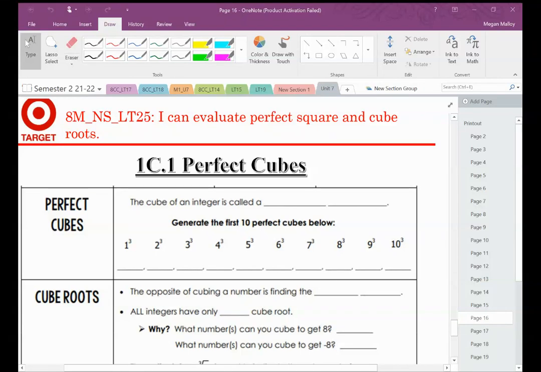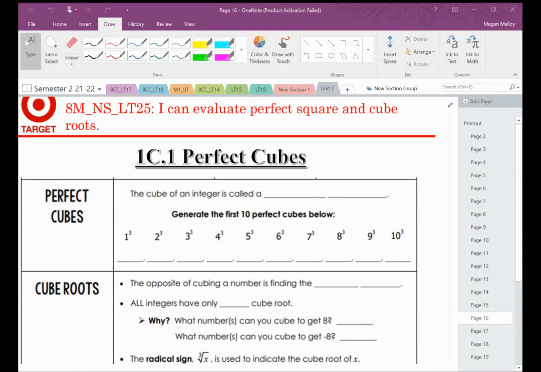In this video, we will be continuing with Learning Target 25. I can evaluate perfect square and cube roots. So we discussed in a previous video perfect squares and square roots. There are also numbers called perfect cubes, and a perfect cube, or the cube of an integer, is called the perfect cube.